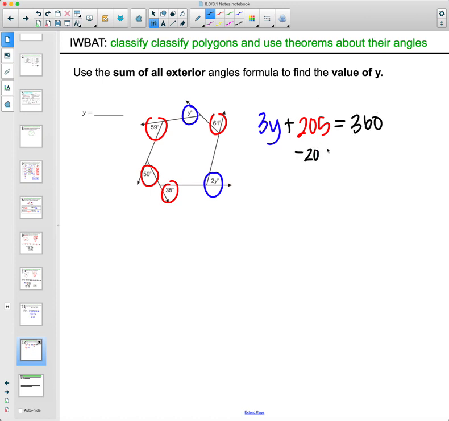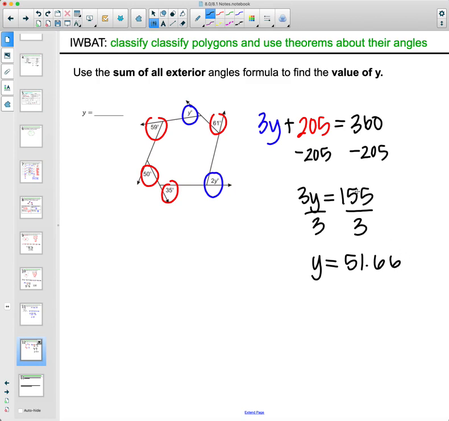So we need to get y by itself. So we'll subtract 205 from both sides and get 155. And then divide both sides by 3. And we will get y equals 51.6 repeating. So if we wanted to round that to the nearest tenth, we could say 51.7.